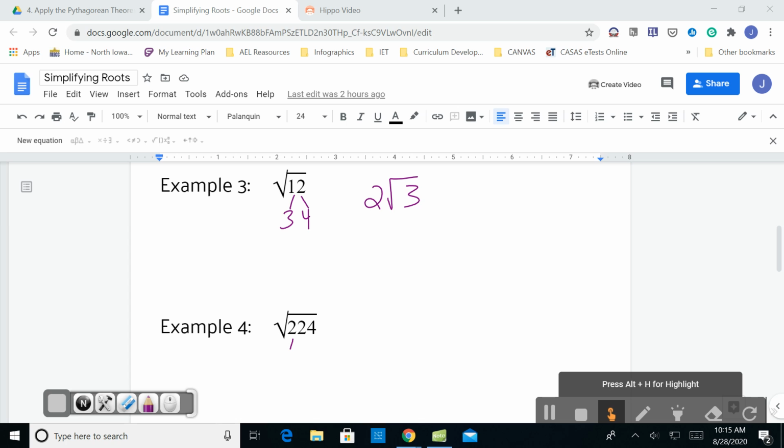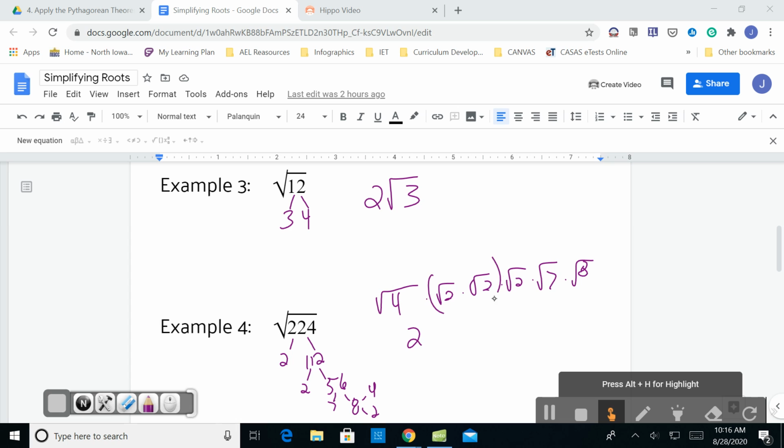For 224, that gets us 7 and 8. 8 is 4 and 2. So I'm going to write this one out. So we have the square root of 4, square root of 2, square root of 2, square root of 2, square root of 7, square root of 8. Square root of 4 is 2. We have another 2 here. 2, 7, and 8 are unpaired. 2 times 2 is 4. 2 times 7 times 8 gives us 112. So these examples were for the exact solution rather than looking at an approximate value.